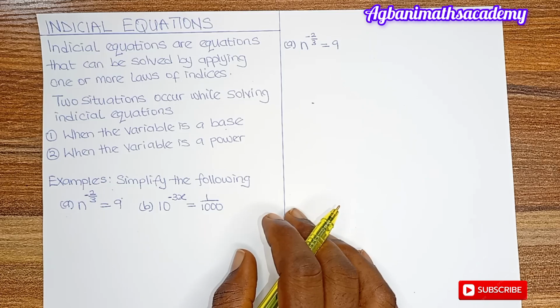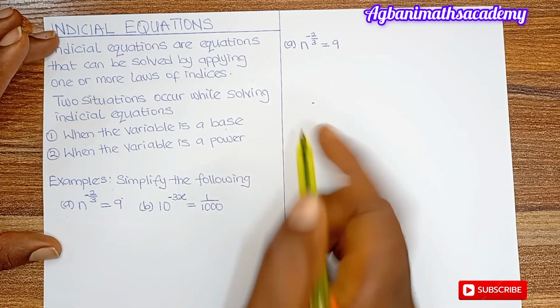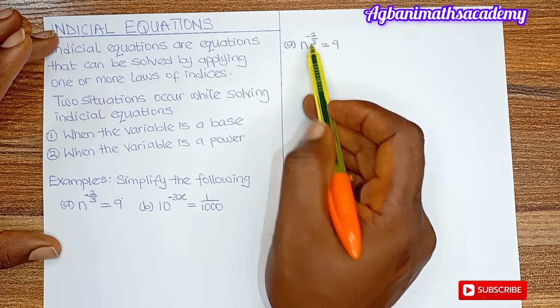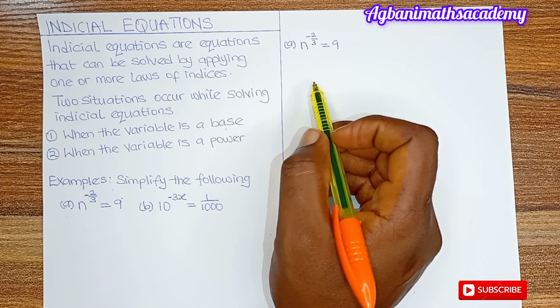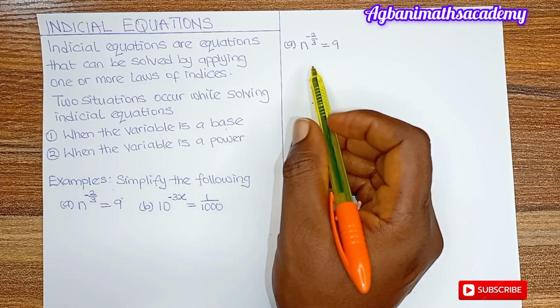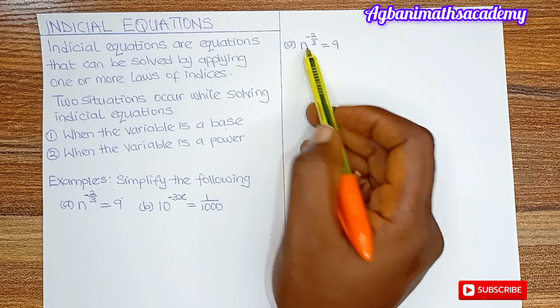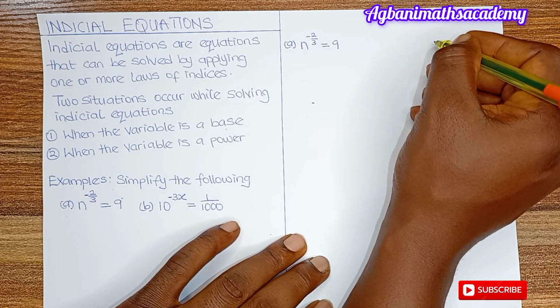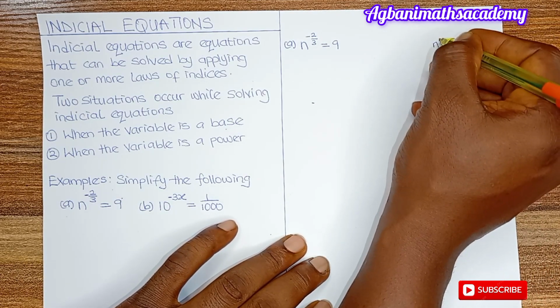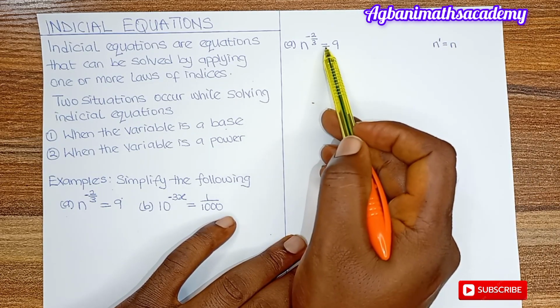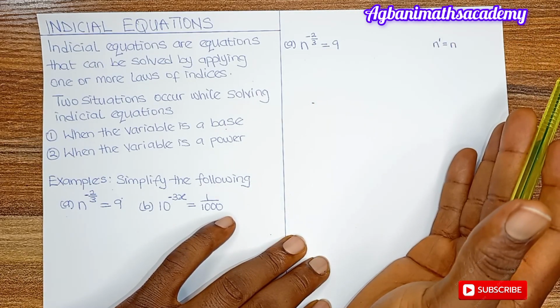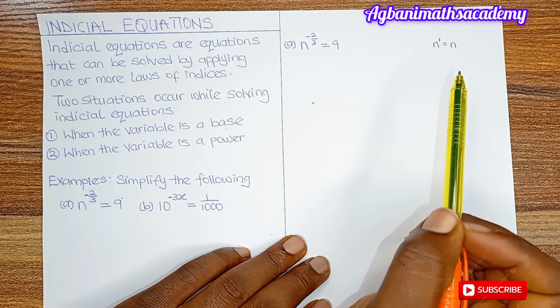So whenever you have a situation where the variable is a base, what you aim at is trying to make this exponent equal to 1. Remember, any number to the power of 1 is that number. Any alphabet to the power of 1 is that alphabet. So we want to find the value of n. And in order to find the value of n, we need to make sure that n has a power of 1, because n to the power of 1 is n. This will help us to have n is equal to whatever we have on the right. So that is what we are aiming for.